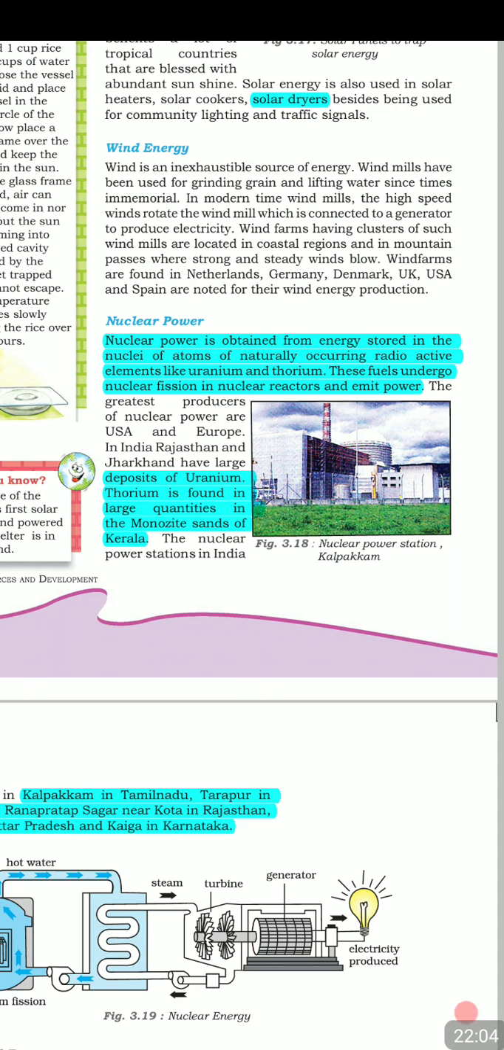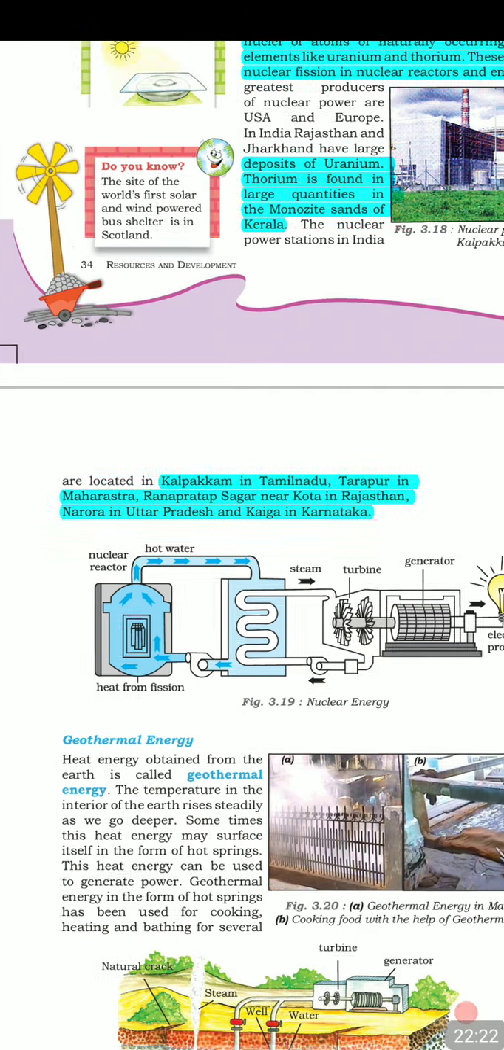The greatest producers of nuclear power are the US and Europe. In India, Rajasthan and Jharkhand have large deposits of uranium and thorium. Technology to extract energy from thorium has not yet been developed. Thorium is found in large quantities in the monazite sands of Kerala, right?